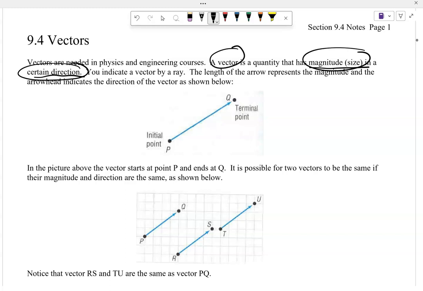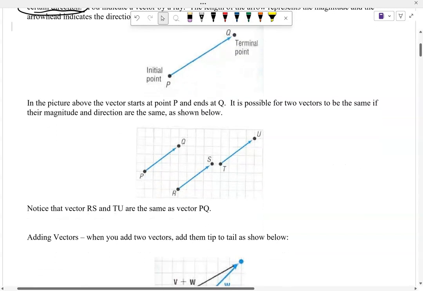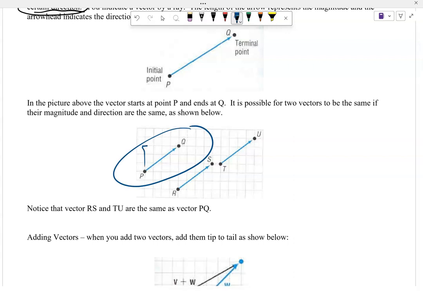If a vector has the same direction and the same magnitude or length, like here, see how I'm going up 3, 1, 2, 3, and then right 4. This one also goes up 3, right 4. This one also goes up 3, right 4. So they have the same slope, the same direction, and the same length. The length of that arrow is the same. So these are all equivalent vectors, even though they're at different spots.